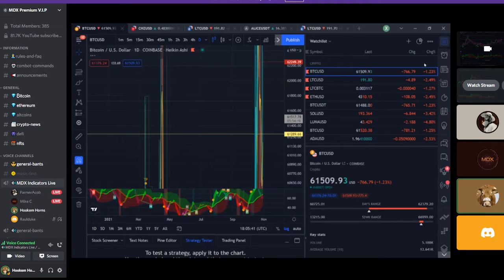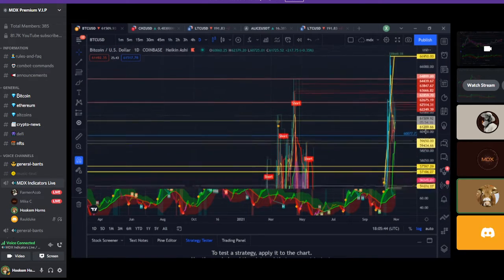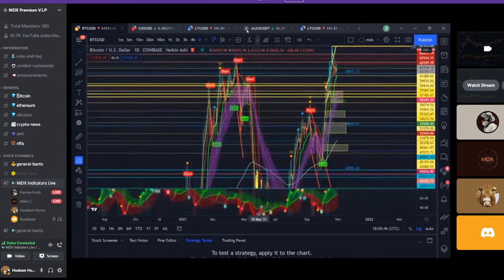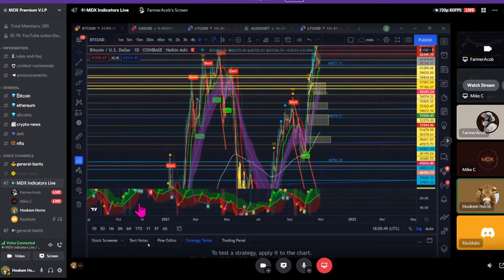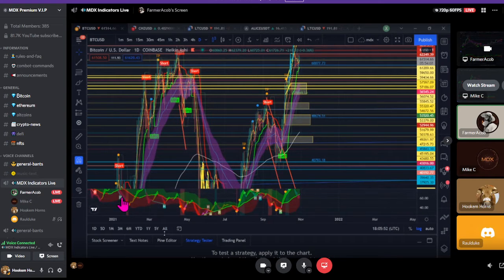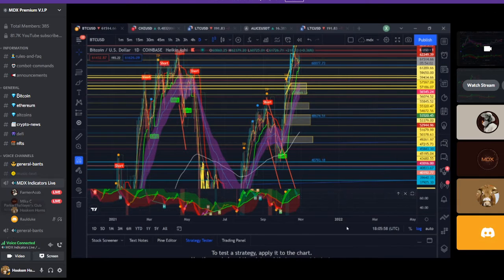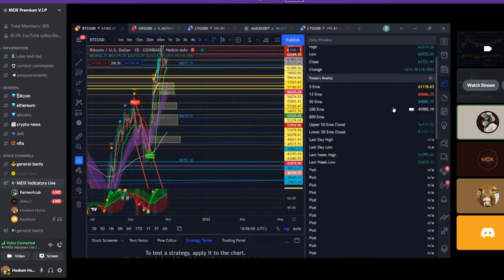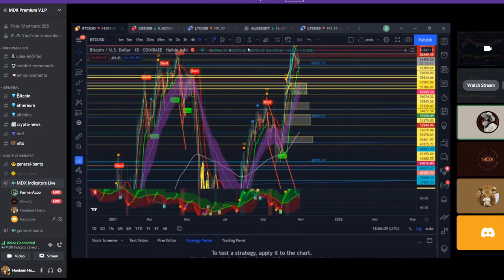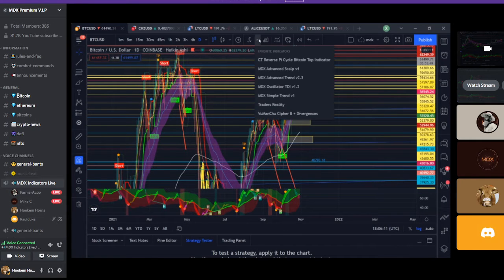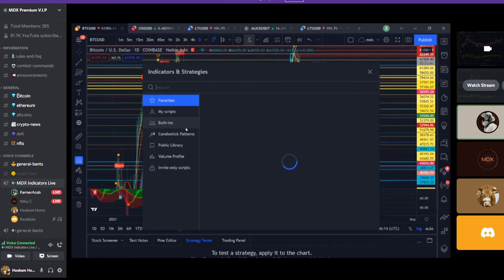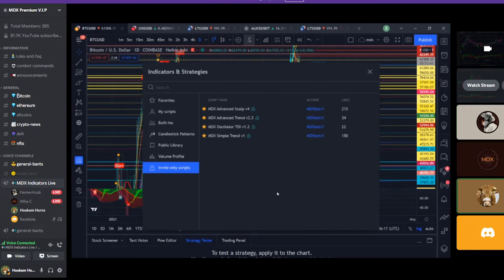What's that bottom bar you have? How do I get that on my screen? That's the graph at the bottom. That's the TDI oscillator. How do I pull that up? You go right here, see where my mouse is? That's your active indicators. If it's not active, you go up here to where it says F, click on it, and it's going to be invite only scripts, and that's the TDI oscillator.